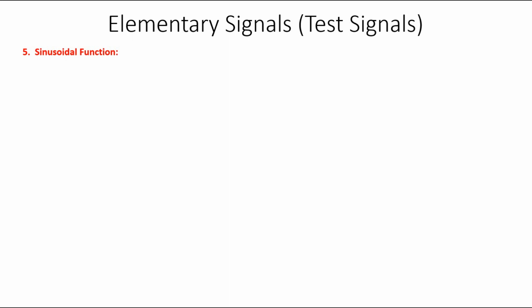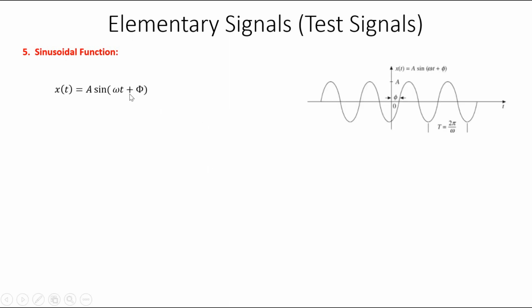Next one is the sinusoidal function. We know that x of t is equal to a sin omega t plus phi. If you are plotting, it will be like this. Phi is the phase angle. It should be noted that it is a function of t, and omega is the angular velocity, and the time period is 2 pi by omega. So it will be a sinusoidal waveform. A is the amplitude.